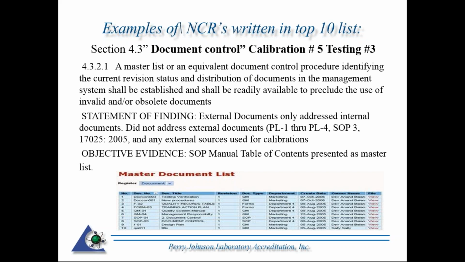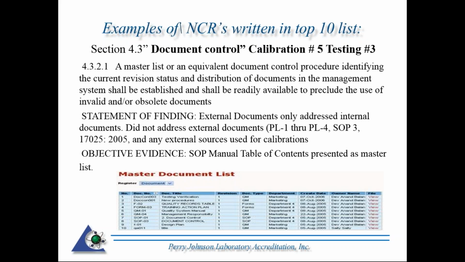External documents are things that are brought from the outside world in. If you are accredited through Perry Johnson Laboratory Accreditation, I know right off the bat that external documents are going to include PL1234 and SOP3. So I would be looking for these external documents to be addressed in document control, particularly if you are utilizing this master list. It could be other things, your procedure. Let's say you're using an ASTM or USP procedure that you are basing your testing or calibration on. They're subject to revision. They need to be controlled as well.